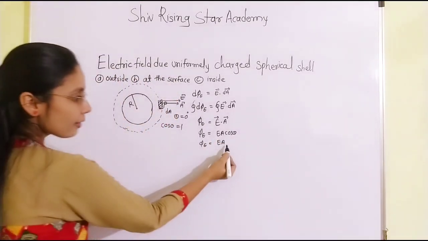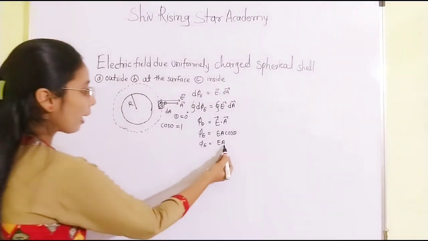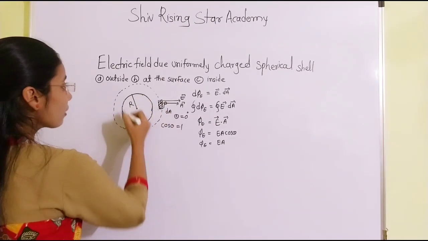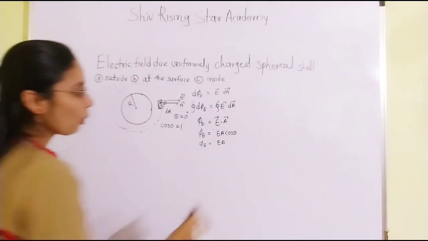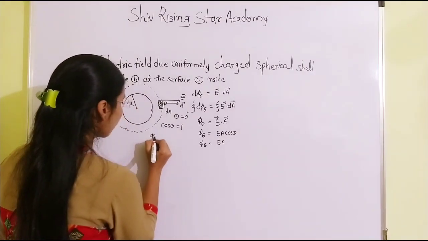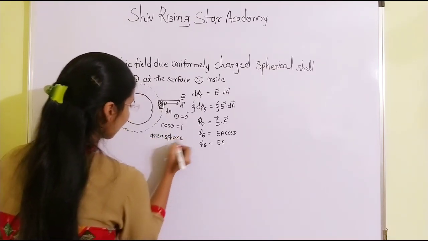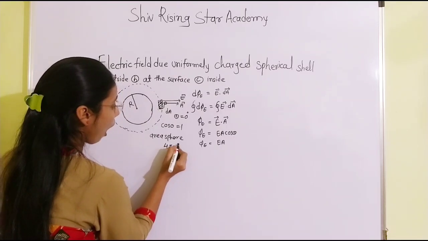And this A is the area of the spherical shell, because we take a spherical shell. So what is the area of a sphere? Area of a sphere is 4 pi r square.